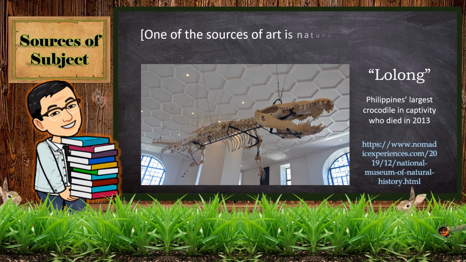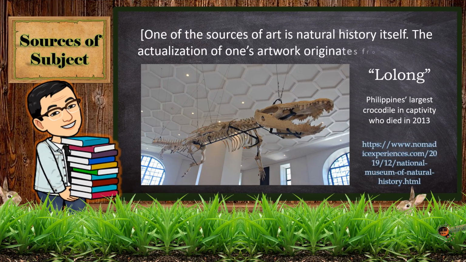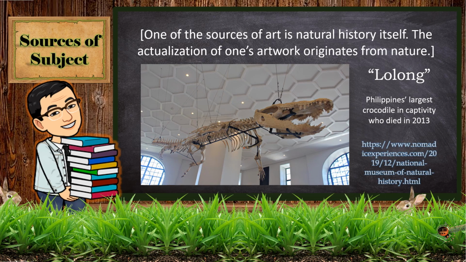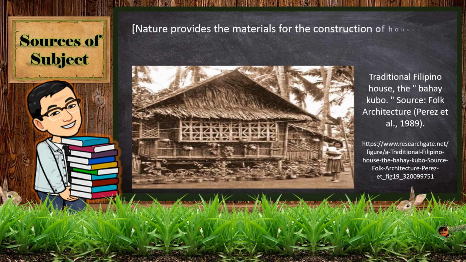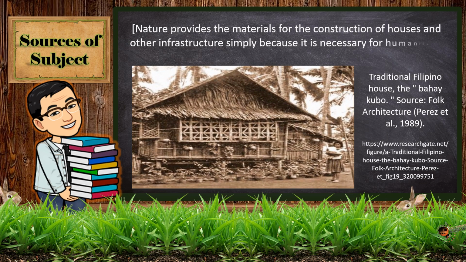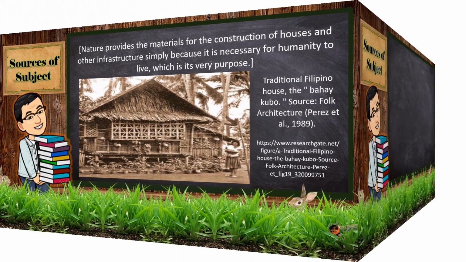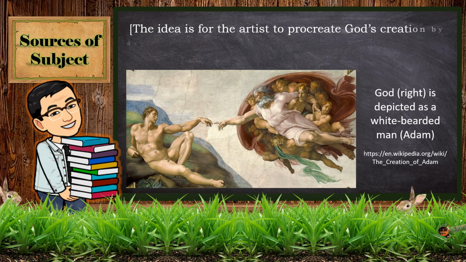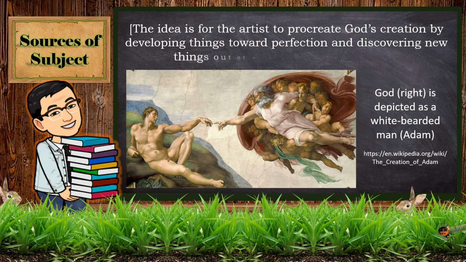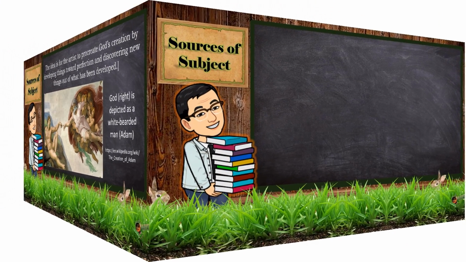One of the sources of art is natural history itself. The actualization of one artwork originates from nature. Nature provides the materials for the construction of houses and other infrastructure, simply because it is necessary for humanity to live, which is its very purpose. But this does not end here. Speaking of purpose, the idea is for the artist to procreate God's creation, by developing things toward perfection, and discovering new things out of what has been developed. Thus, devaluing art is the start of the depletion of nature.